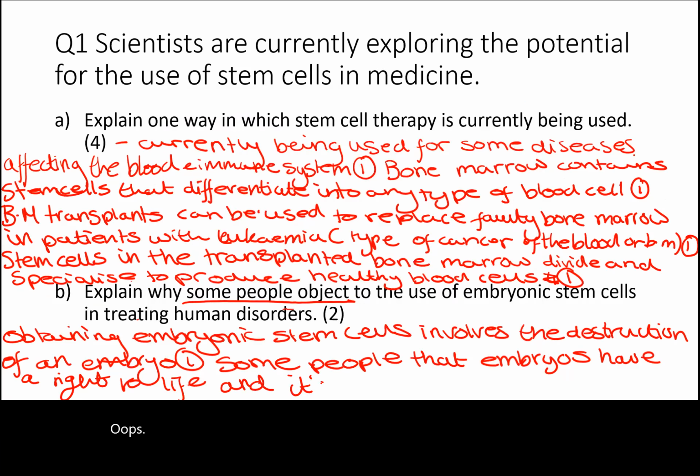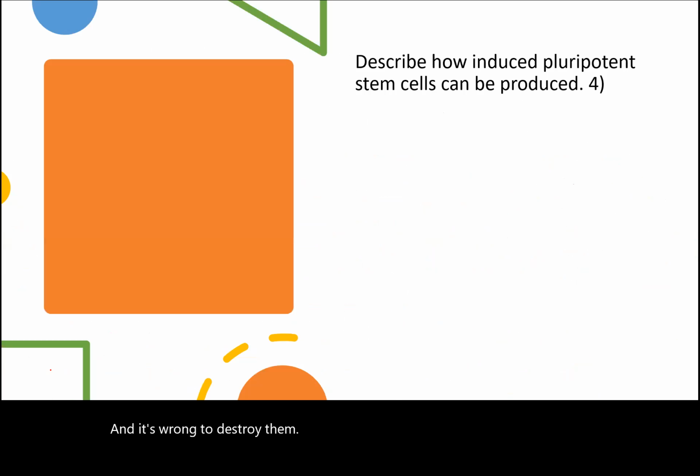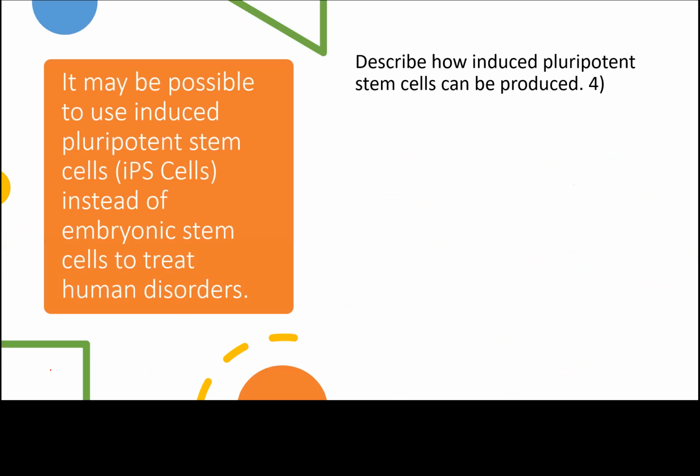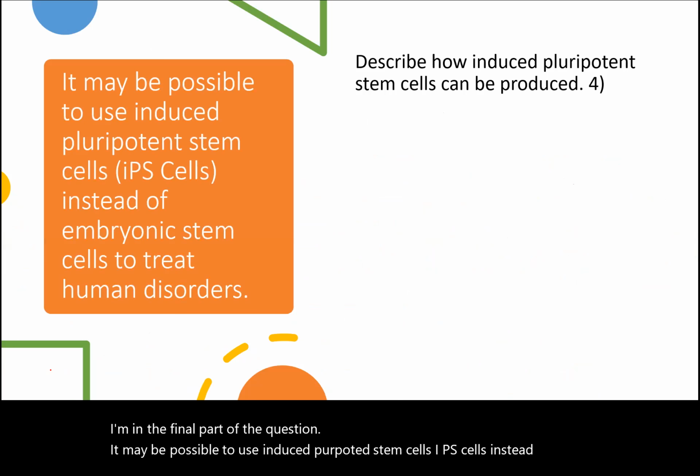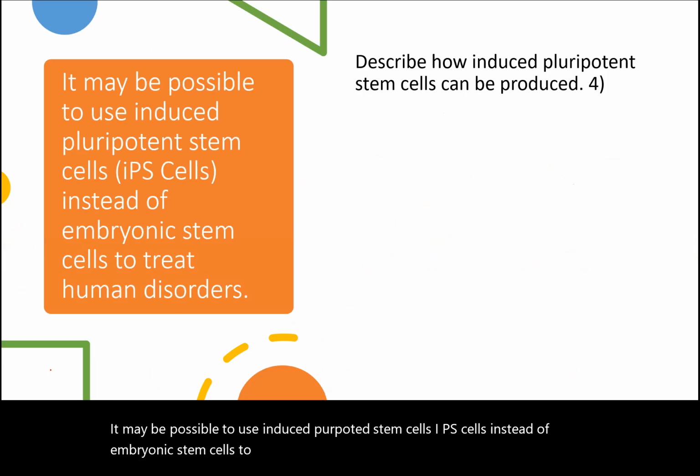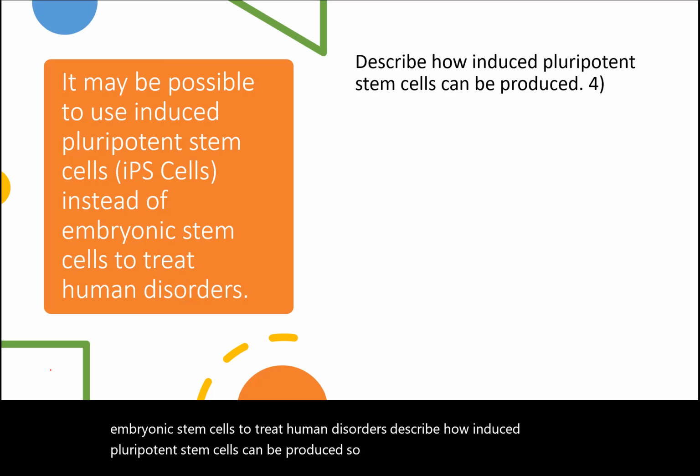And it's wrong to destroy them. And then the final part of the question: it may be possible to use induced pluripotent stem cells, iPS cells, instead of embryonic stem cells to treat human disorders. Describe how induced pluripotent stem cells can be produced. So 4 marks for this.